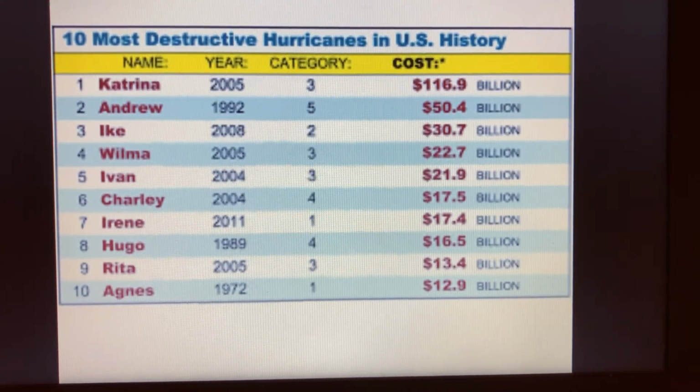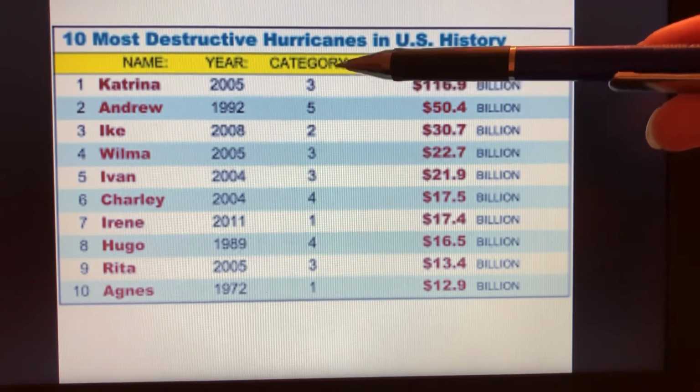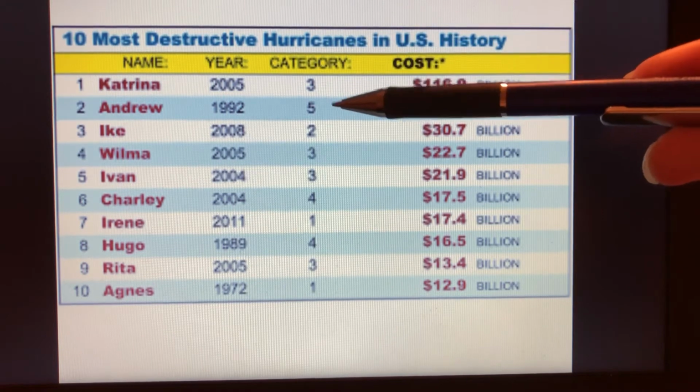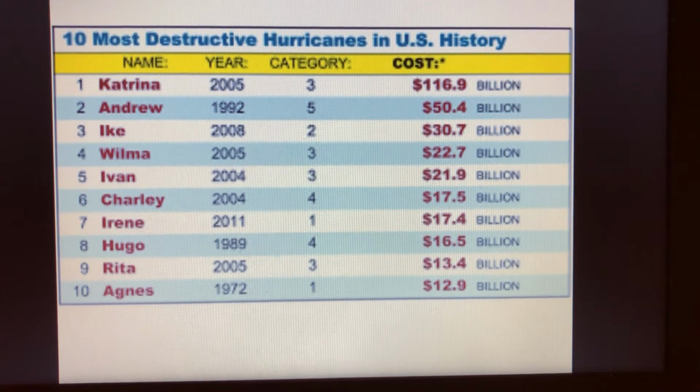Now, the 10 most destructive hurricanes in U.S. history, that's talking about how much it cost to rebuild. And you can see Katrina's right up there at the top of the list with $116 billion. And when it made landfall, it was only a Category 3. In 1992, you had Andrew, and that was $50 billion in damage.